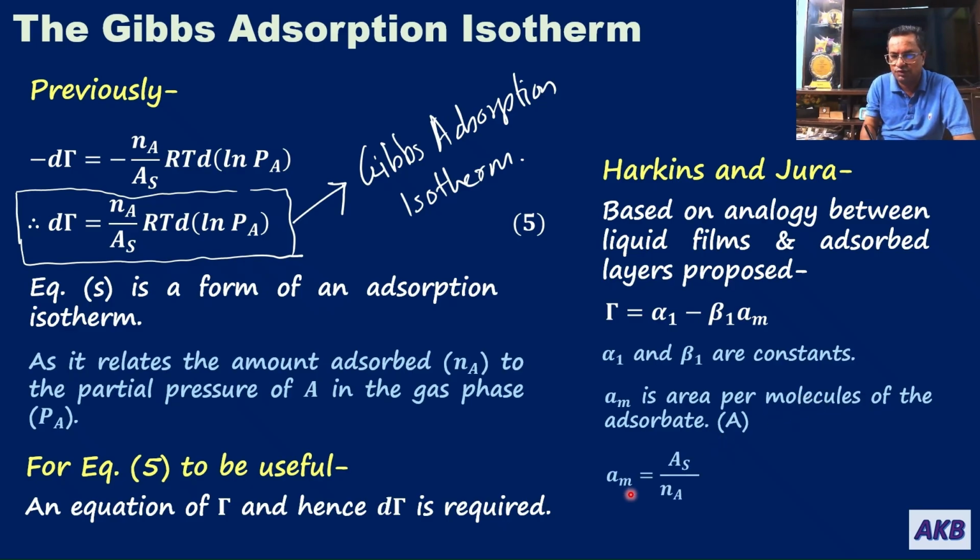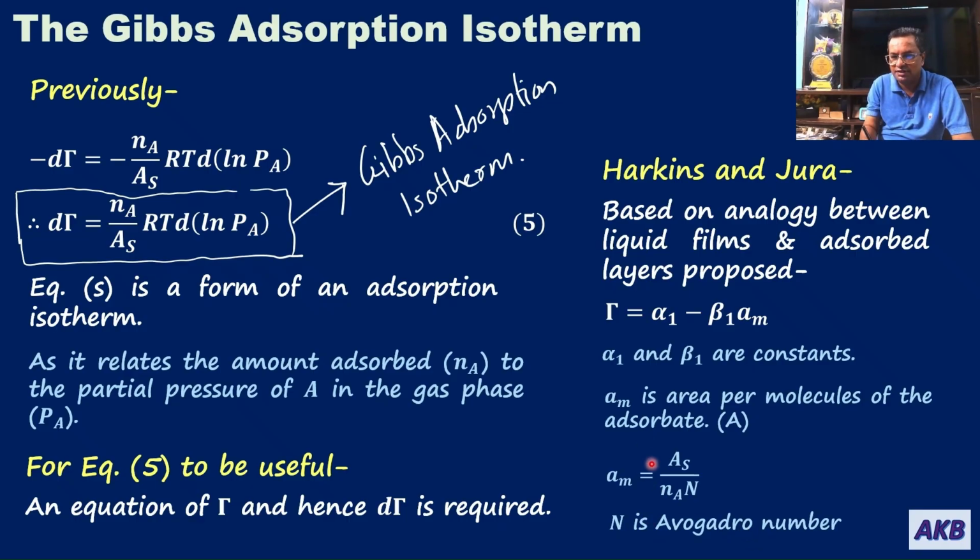And we have an equation for that. So Am is equal to As, you are dividing the area As by the number of moles and then Avogadro's number. One Avogadro's number is the number of molecules in 1 mole. So Na into Avogadro's number will give you the total number of molecules, and we are dividing the area by the total number of molecules, and that's why Am is the area per molecule of the adsorbent. So capital N in this case is Avogadro's number.